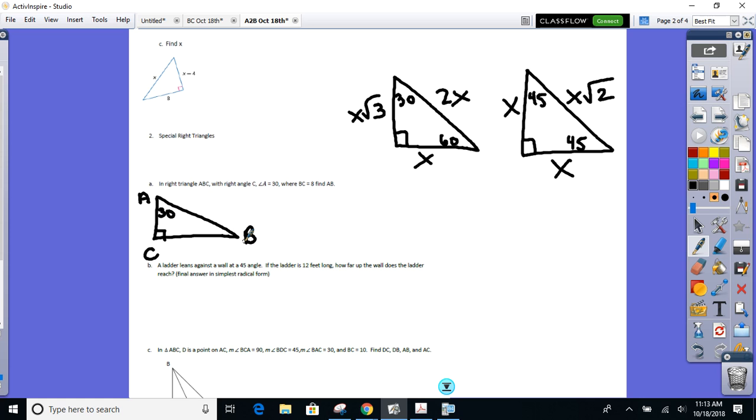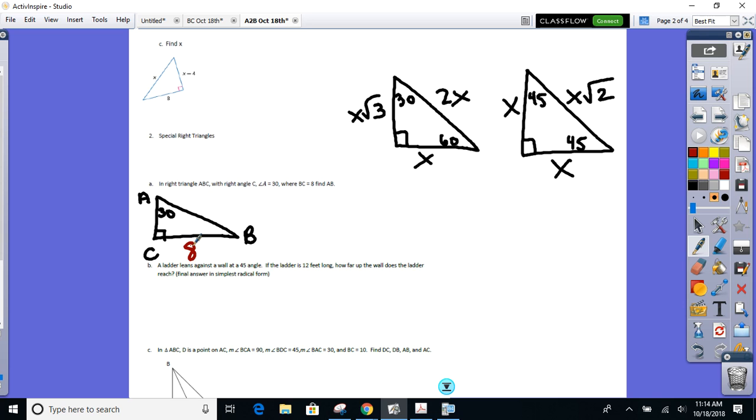Does that say BC equals 8? Okay. What type of triangle am I dealing with? 45, 45 or 30, 60? 30, 60, right? All right. What's across from the 30?